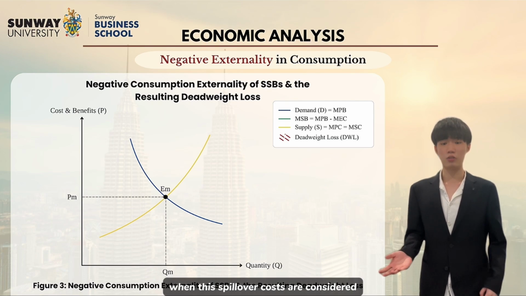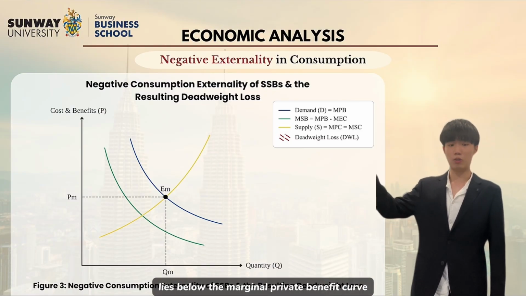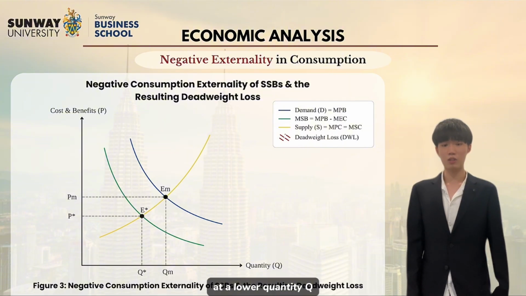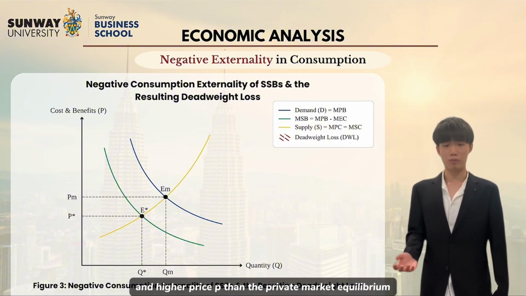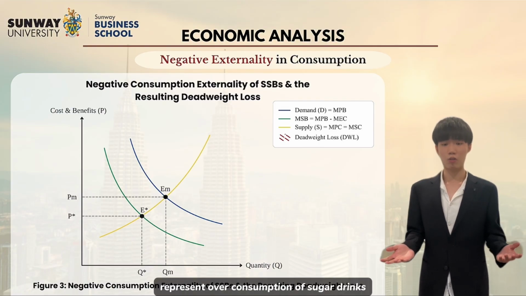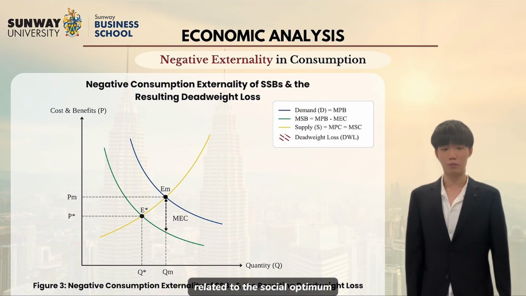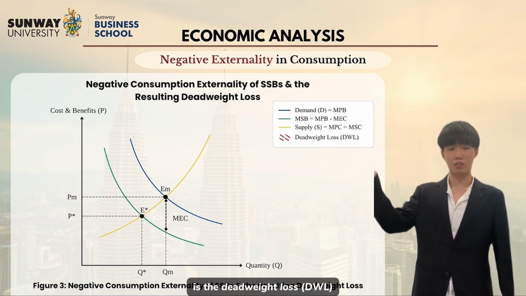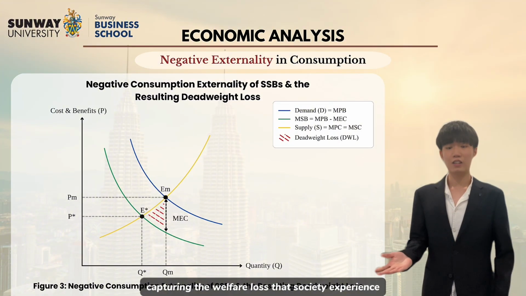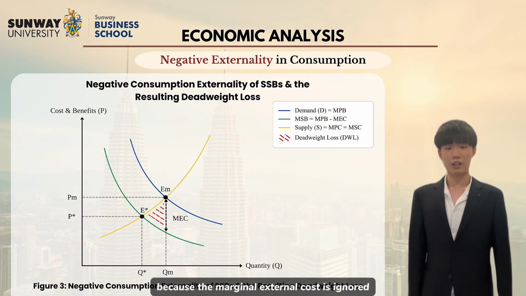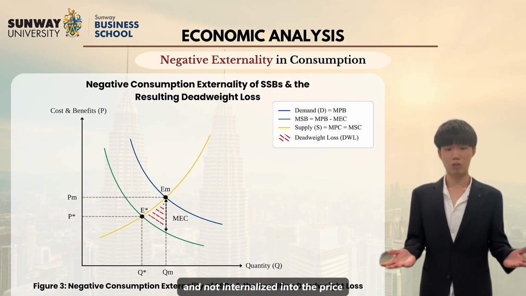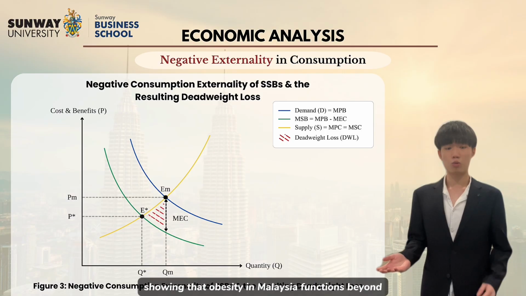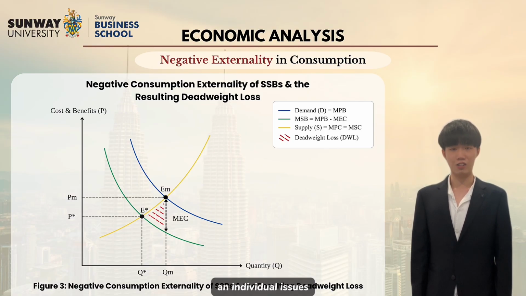When these spillover costs are considered, the marginal social benefit curve lies below the marginal private benefit curve, meaning the socially efficient outcome occurs at a lower quantity Q and higher price P than the private market equilibrium. The gap between QM and Q represents overconsumption of sugar drinks relative to the social optimum. The triangle between the marginal private benefit and marginal social benefit curves over the range is the deadweight loss, capturing the welfare loss that society experiences, because the marginal external cost is ignored and not internalized into the price. Healthcare funds and labour time are diverted to preventable obesity-related illness, showing that obesity in Malaysia functions beyond an individual issue.